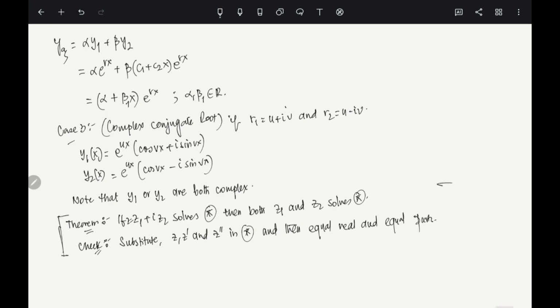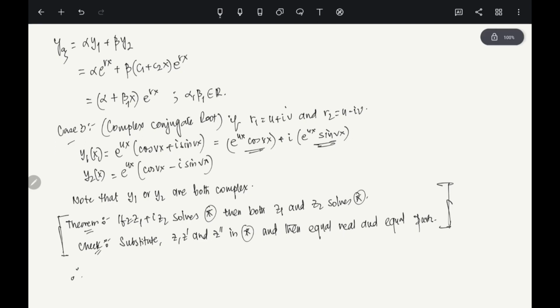So I am going to use this theorem here. What I have said is that z is z1 plus i z2, which solves the equation. So here, if you see properly, it is e power ux cosine vx plus i times e power ux sine vx, and similarly y2 with a minus sign. Since z equals z1 plus i z2, here z1 is this, z2 is this, and both of them solve the equation. So individually z1 and z2 solve the equation, and they are real.